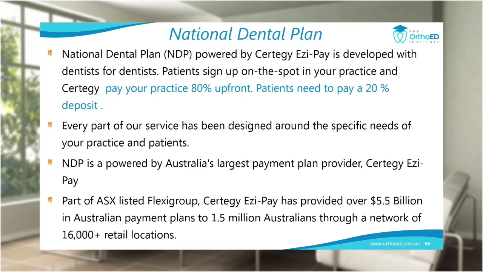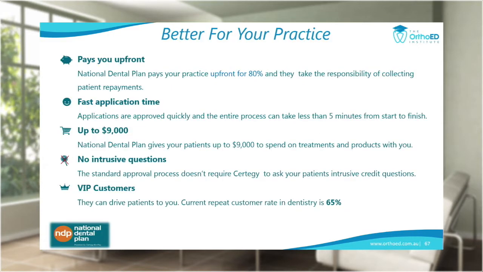So Certegy is the one that we're going to be using a lot more as well, but we also use Denticare as well, okay? Because Denticare is probably the easiest sign-up procedure out of all of these people. So Certegy's National Dental Plan pays you up front, okay, up to $9,000. And these slides are a little bit old because this was about 18 months ago, okay? But now, as I said, they've got the Hum product.